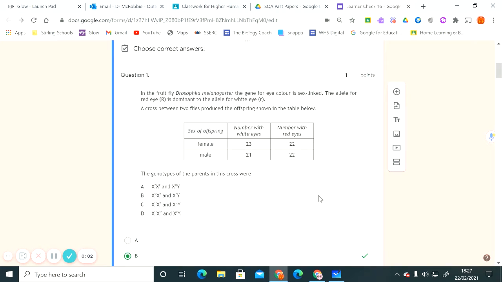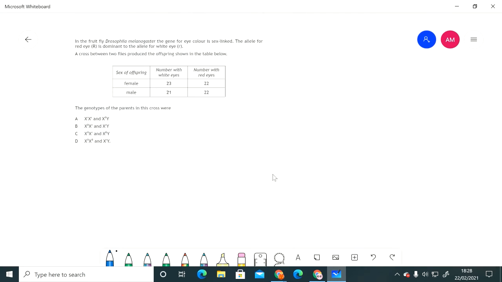So let's go over question one. And this is looking at a condition that is sex-linked. We have got an allele for red eye, which is dominant, and an allele for white eye, which is recessive. Okay, so first of all, let's just look at the different genotypes that we could have.